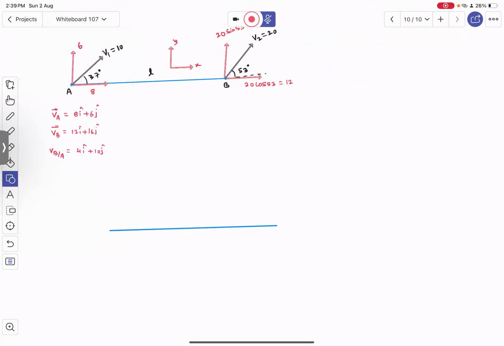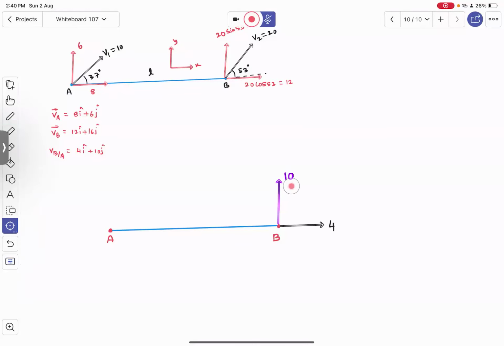By being in the frame of A, I will find B to be moving with 4 along plus x direction and with something along plus y direction. Literally, we are thinking A is fixed, B is only moving. So this is our 4. But violet or purple, what color it is, I forgot. Suppose this is our 10.